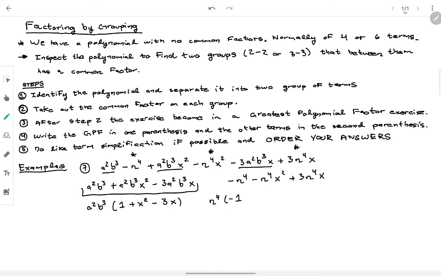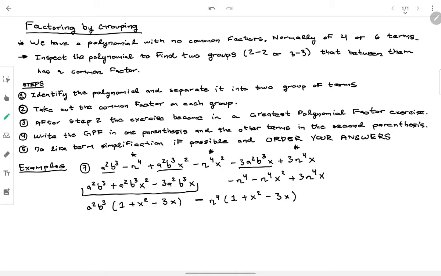So we need to have the same factor inside the parentheses. So I will change it. I will take out a minus n to the 4 to become minus n to the 4, multiplied by 1. Minus n to the 4 x squared, multiplied by plus x squared. To become plus 3, it's going to be multiplied by minus, because minus multiplied by minus is plus. Then minus 3 multiplied by minus n to the 4 is plus 3n to the 4. We lack an x here.